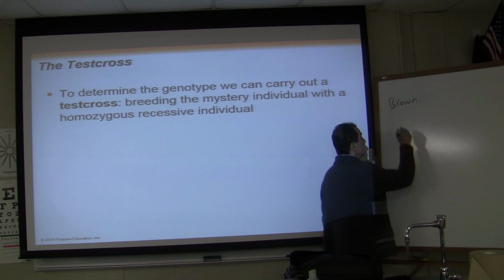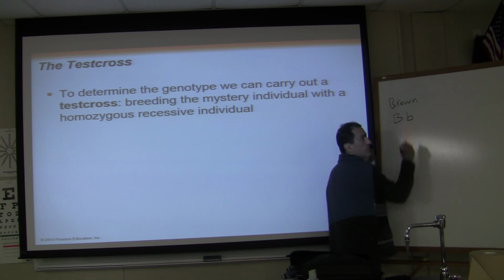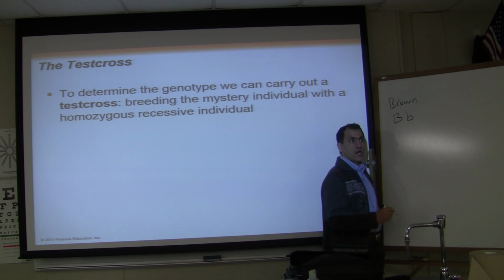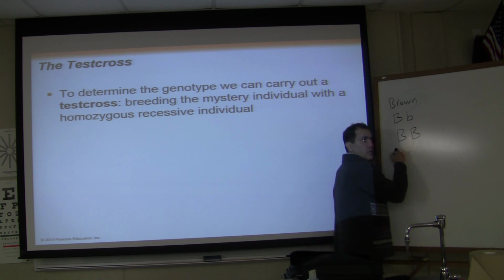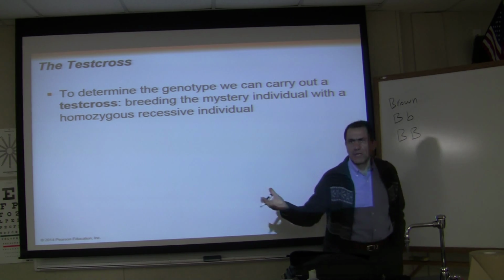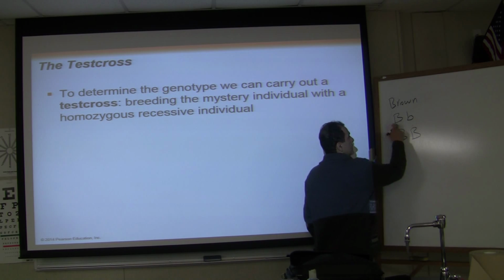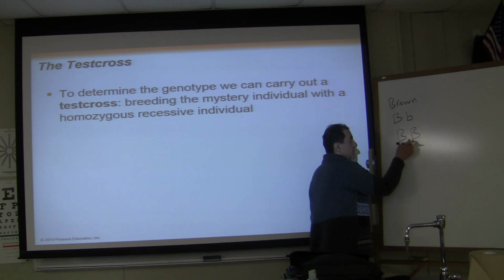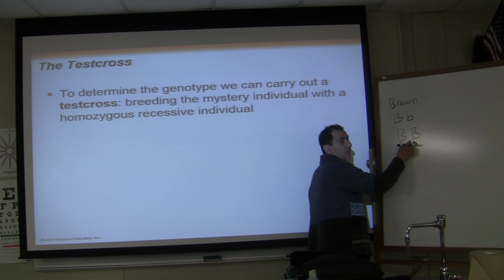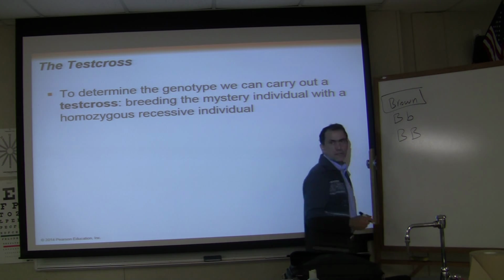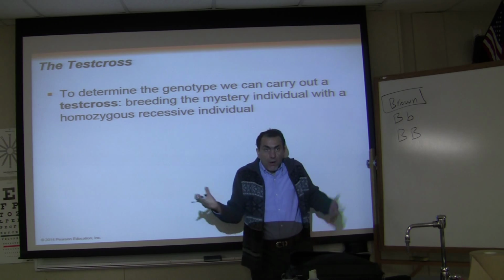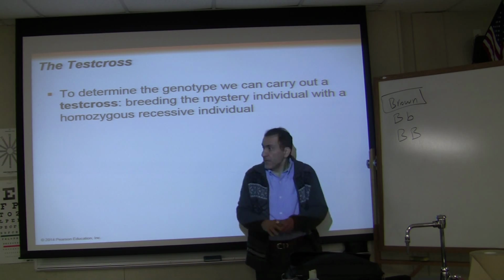A mixed breed is capital B, small b, or is it a pure breed, which is very valuable if it is purebred. For example, I'm just making it up. The mixed breed could be more valuable. But the purebred is capital B, capital B. And based on the color, you don't know which one this is, right? Am I making some sense? You don't know. It's either capital B or small b.